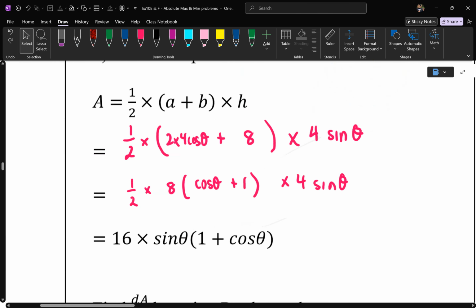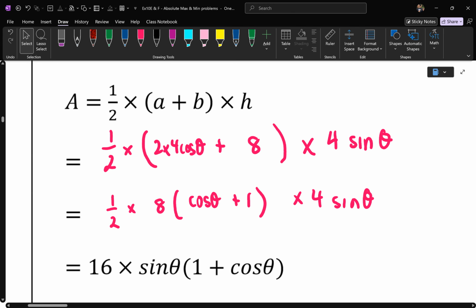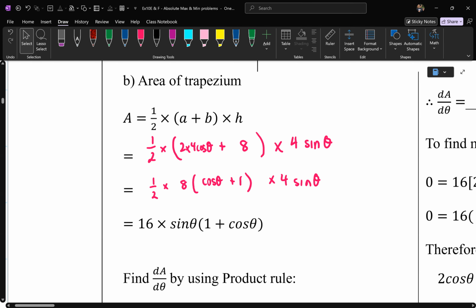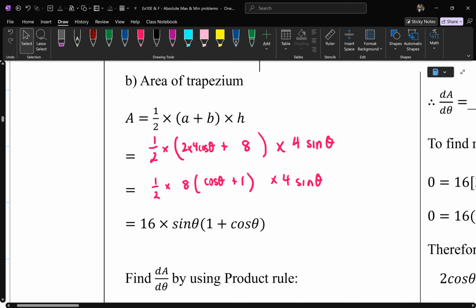So going back, here we go. We can see that half of 8 is 4, and 4 times 4 is 16, so that's how I've got a 16 here. And then sine theta is there, and cos theta is the same thing, saying 1 plus cos theta. So I was trying to give you a hint that you're on the right track, if that's what you simplified to. And even if you didn't get the first bit, you can still move into the next bit.